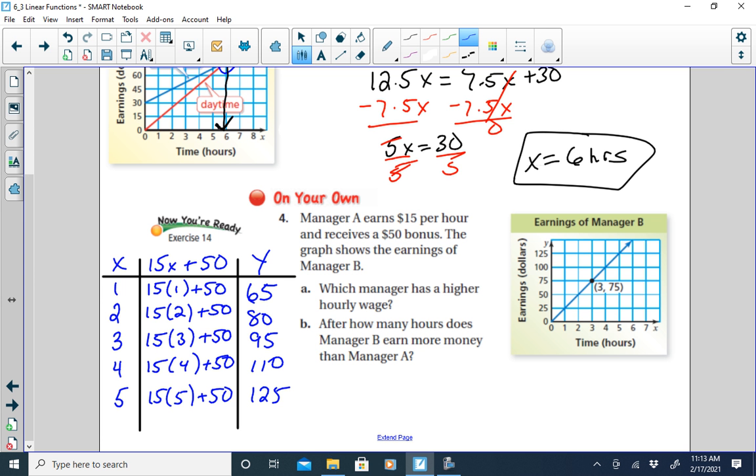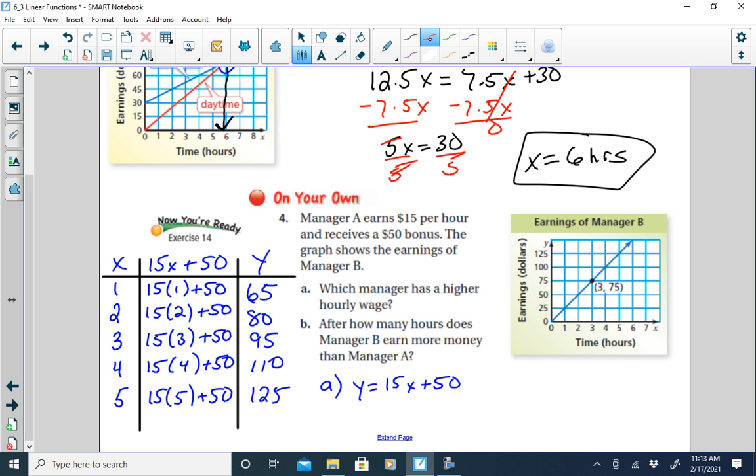Well, which manager has the higher hourly wage? Let's start with Manager A. Their equation would be y is equal to 15x plus 50.